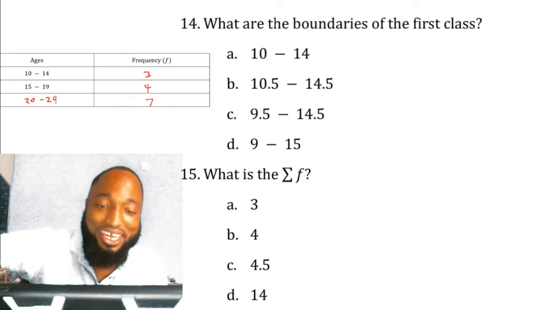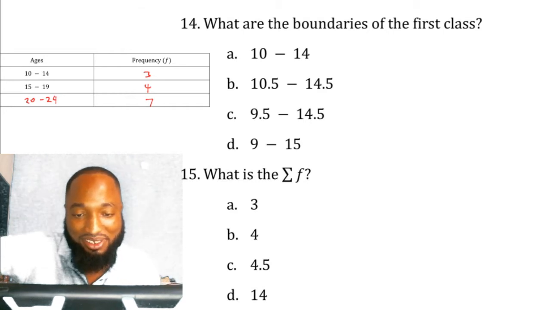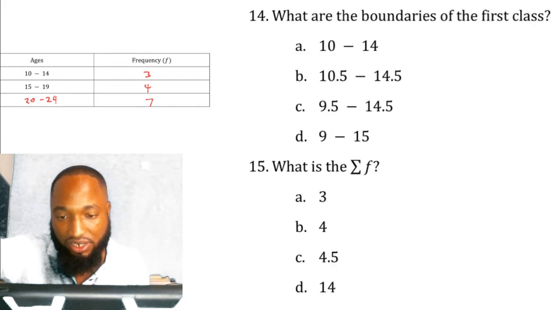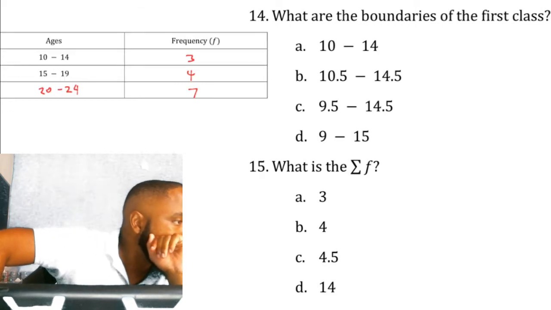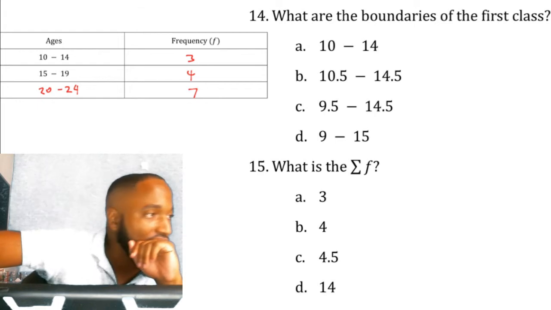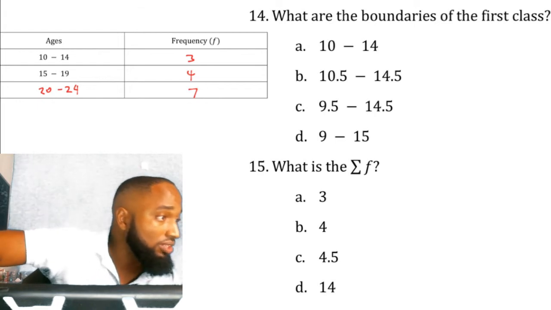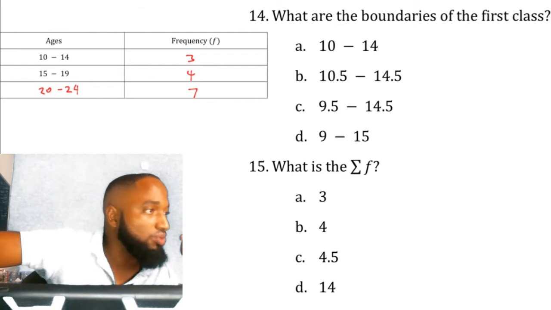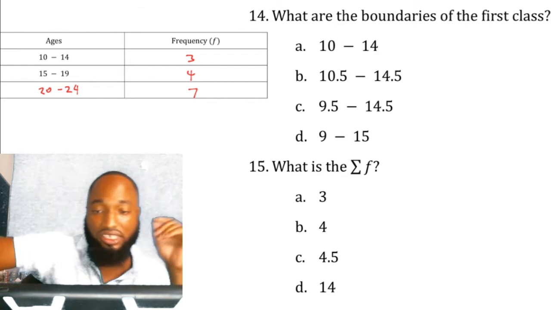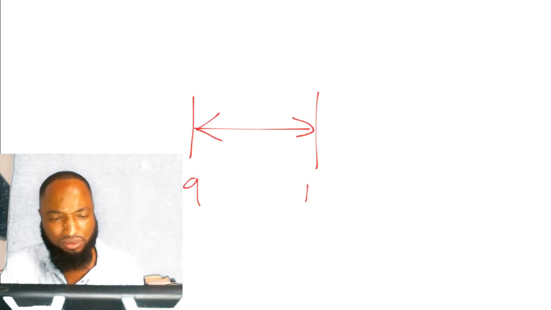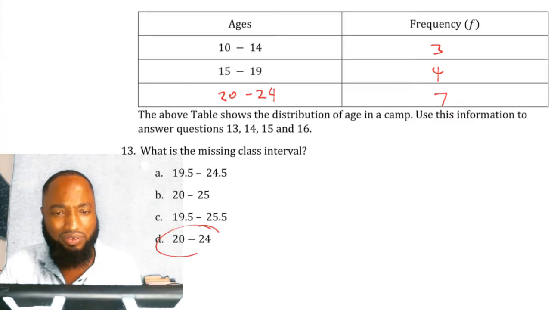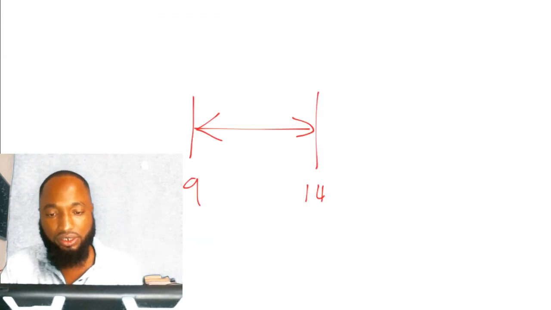So what are the boundaries of the first class? What's the answer for 14? 9.5 to 14.5. Right, 14C, yes, what Ren and all them other people are saying, that's correct. Boundaries, let's talk a little bit about that. The interval is like this. That's what they give you. They give you 10 and 14, right? 10 and 14.